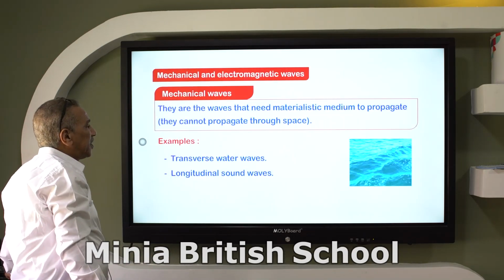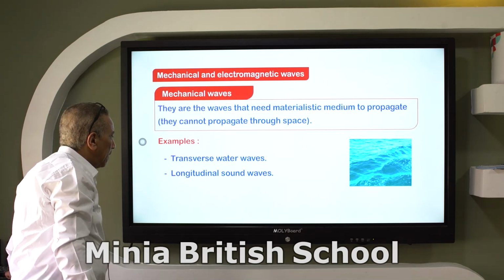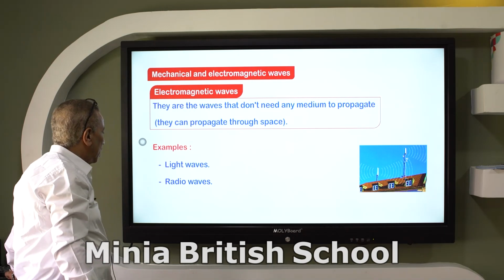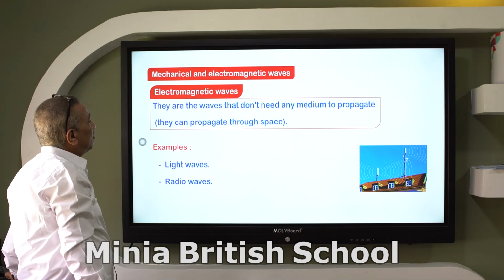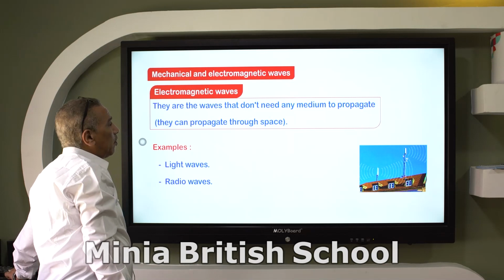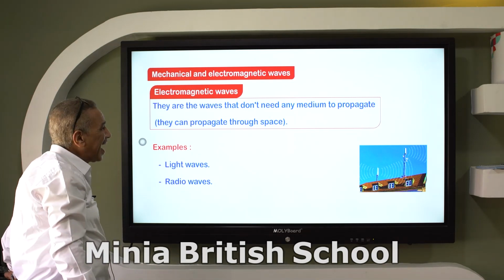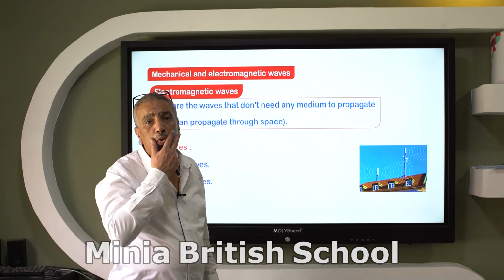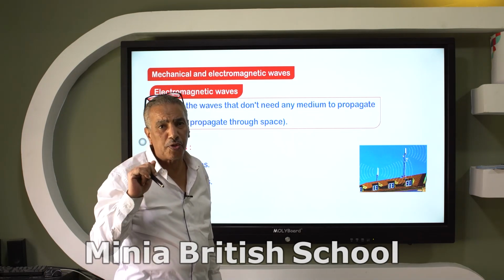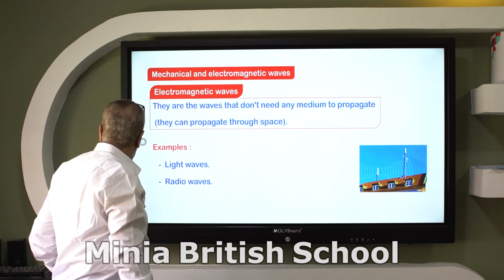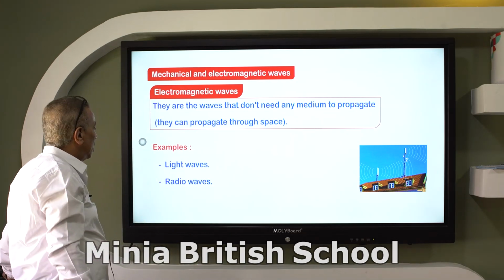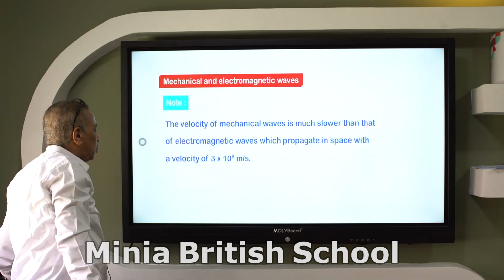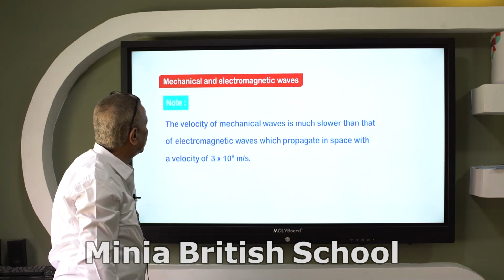Water waves are an example of the transverse waves. Sound waves are an example of the longitudinal waves. But what about the electromagnetic waves? These are waves that do not need a medium to propagate and can travel in space with a very high speed, which is equal to 3 times 10 to the power 8 meters per second. Two examples of electromagnetic waves are light waves and radio waves.